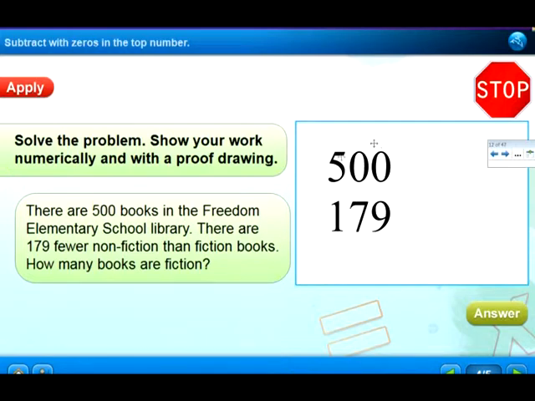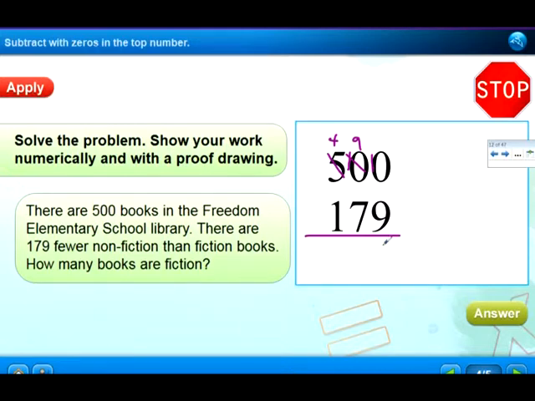I have to take away from that 500. So I'm going to take 100 away, and that becomes a 400, and this becomes a 10. 10 tens equals the 100 that we took away. Now I'm going to take 10 away again, and that becomes a 9, and this becomes a 10. Now let's see if you can do it.